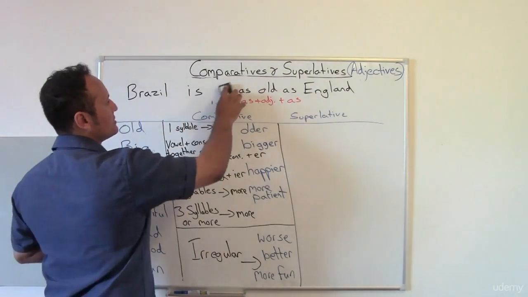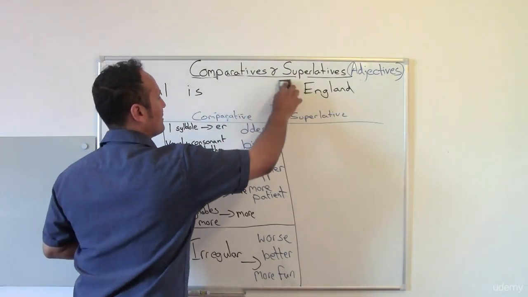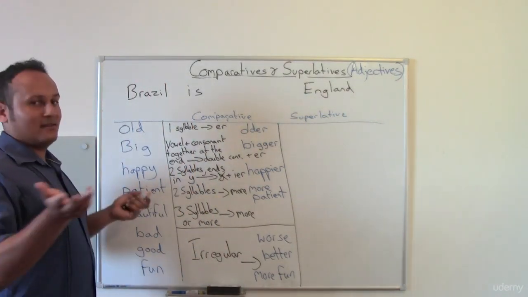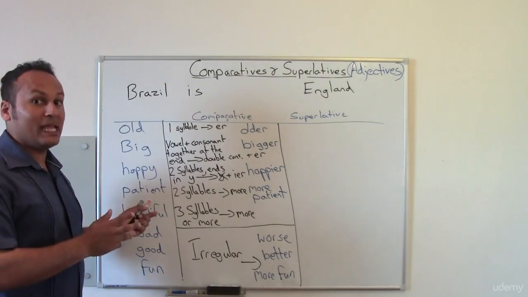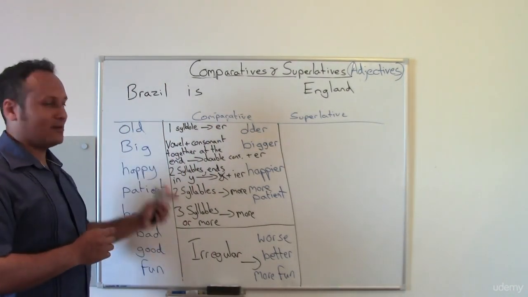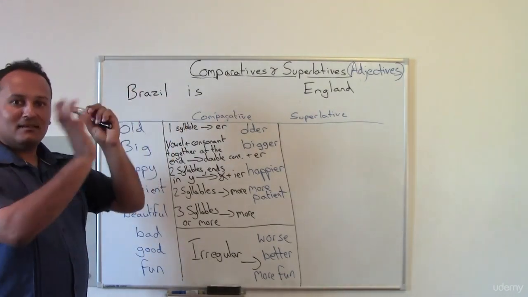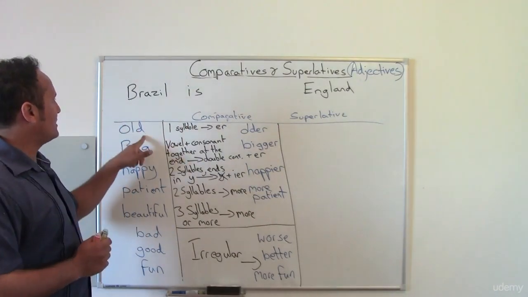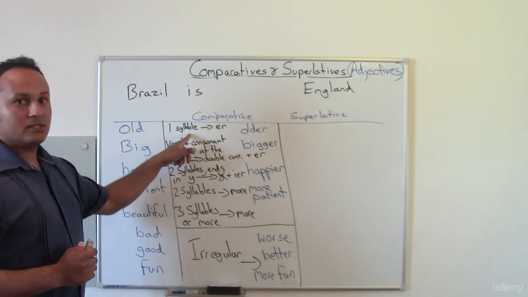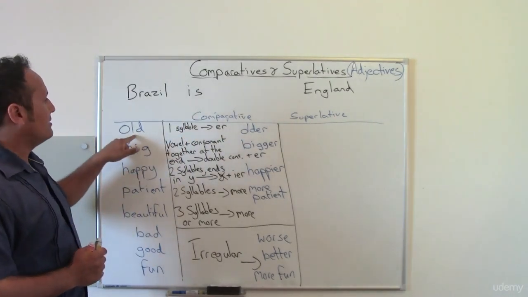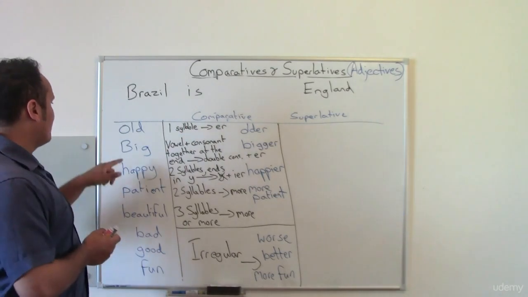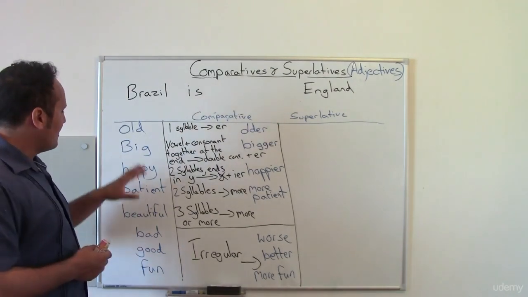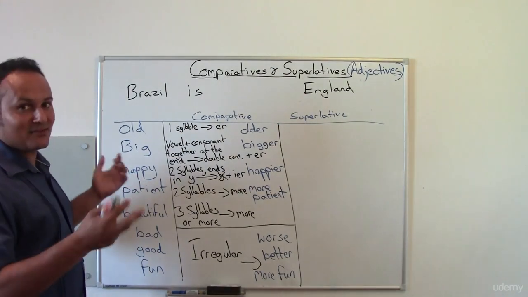I would like you to try to make your own comparatives comparing England and Brazil. Okay? Brazil is, or England is, and then you can have the comparative, or you can have not as adjective as the other place. Okay? So, Brazil is not as old as England. This is true. Brazil is bigger than England. This is true. Okay? We can't really use these two to describe countries.